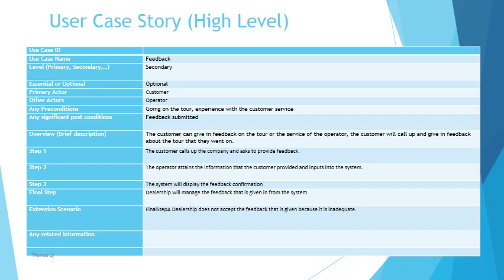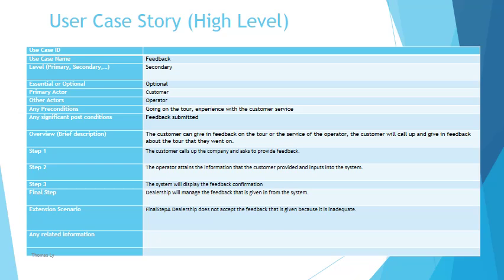listed. Step 1. The customer calls up the company and asks to provide feedback. Step 2. The operator obtains the information that the customer provided and puts it into the system. Step 3. The system will display the feedback confirmation. The final step. The dealership will manage the feedback that is given in from the system.